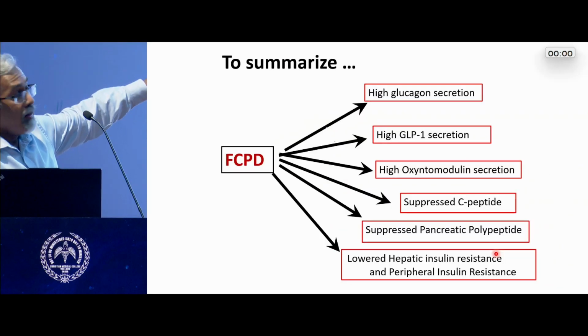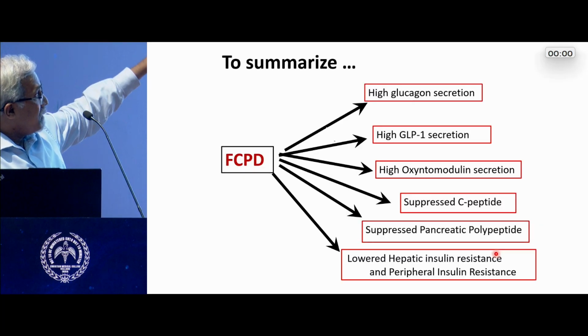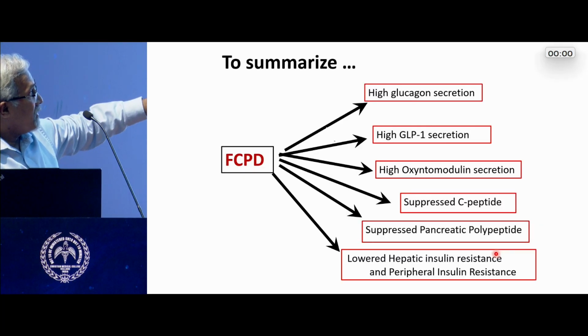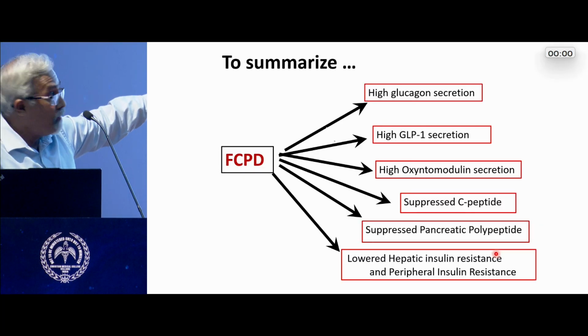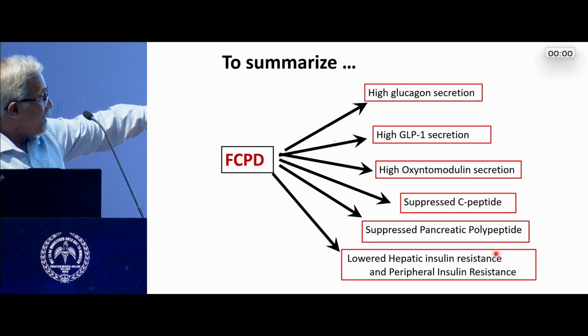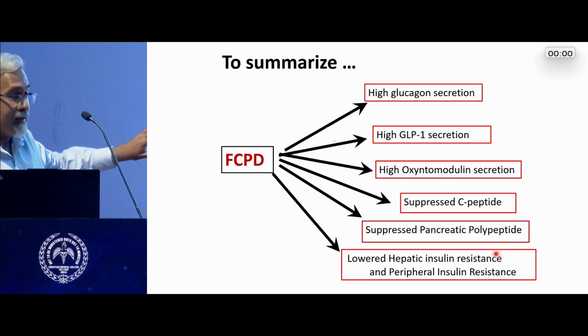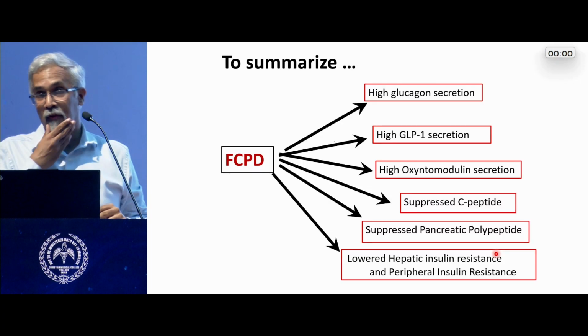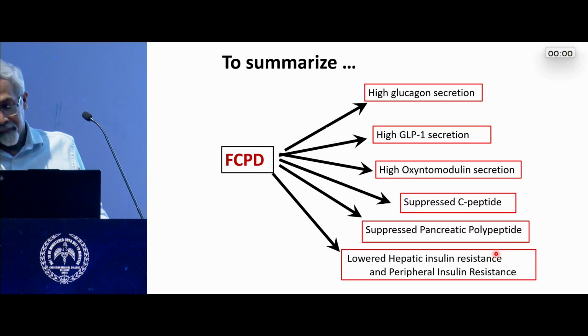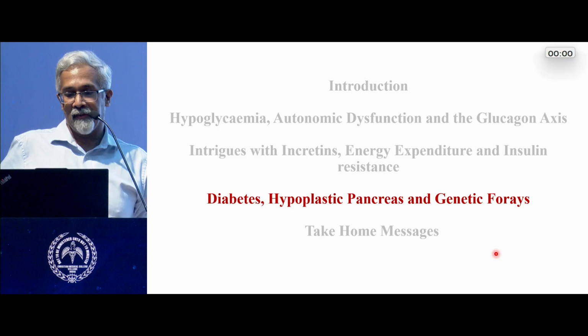All right. So let me summarize. This is the physiology of this condition. High glucagon secretion, energy expenditure, worse glycemic control. High GLP-1 secretion doesn't seem to help in improving the glycemic control. Suppressed C-peptide, suppressed pancreatic peptide, low hepatic resistance and low peripheral resistance. So they don't have much of an insulin resistant state. This is what we found in these patients.